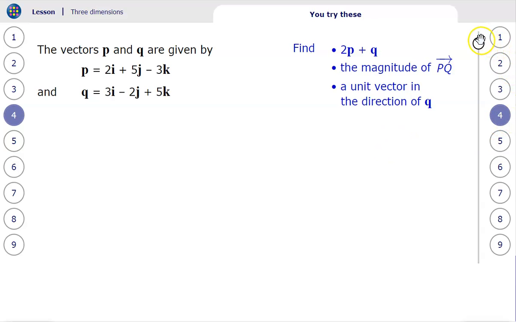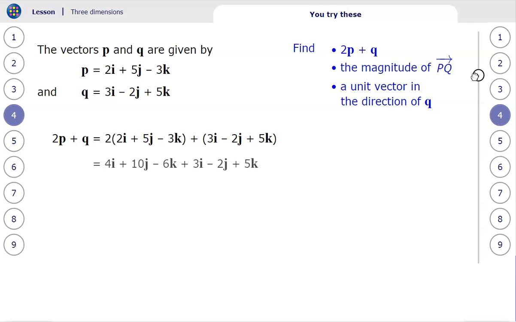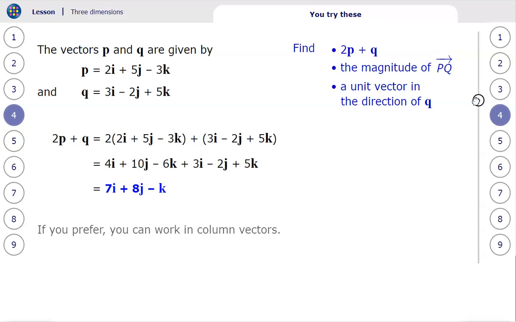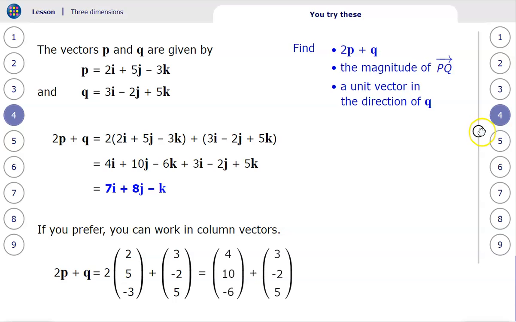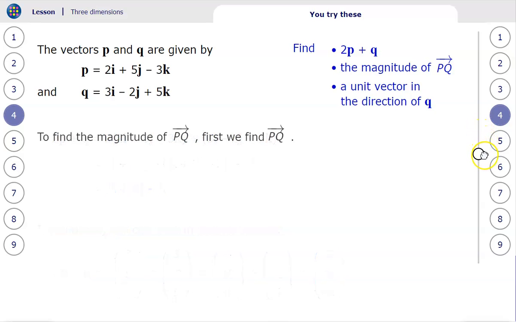So to find 2p plus q, all I have to do is plug my position vectors into that formula, multiply out, collect like terms, and there is my solution. If I want to find the magnitude of PQ, we could also do that in column vectors, and we'd come up with the same solutions.